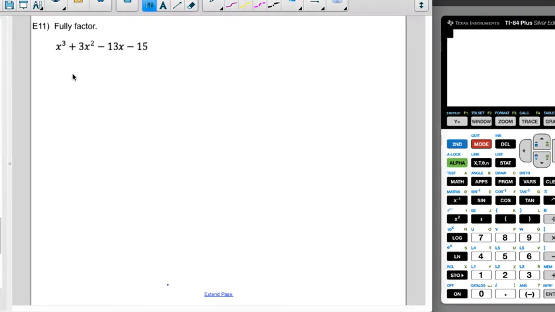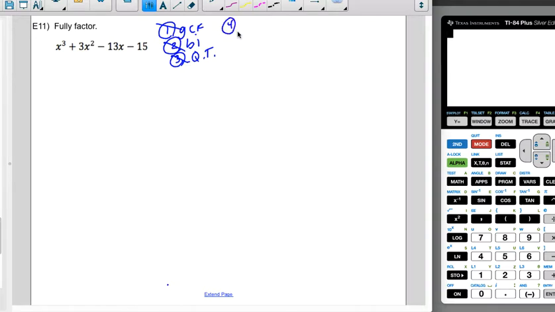So we're going to fully factor x cubed plus 3x squared minus 13x minus 15. So let's go ahead and go through our checklist, right? We always do the checklist. There is no GCF. You can spot that because not all the terms have an x, and there's a coefficient of 1 here, so there's no way that there's a number in common. So there's no GCF. It is definitely not a binomial because there are 4 terms, and it's definitely not a quadratic trinomial both because it's cubic and because it has 4 terms.